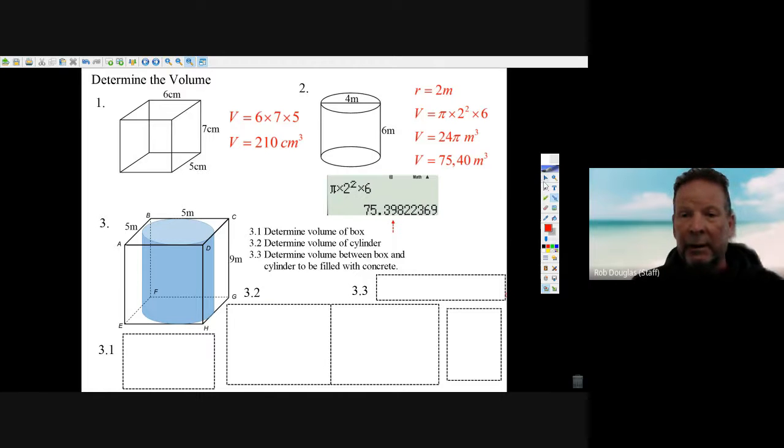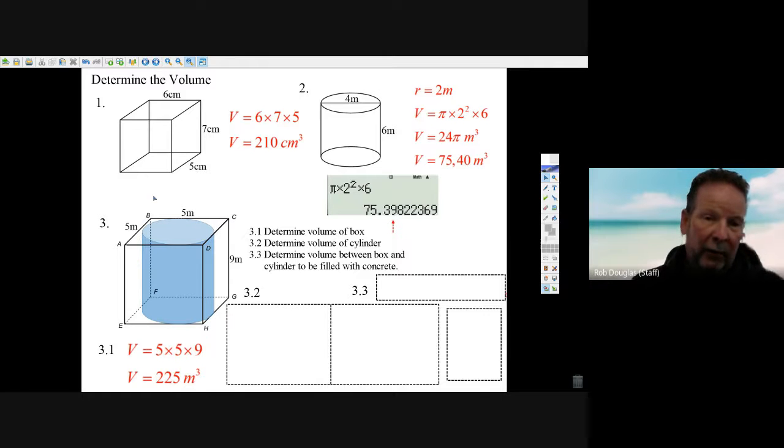Next question, pretty straightforward. Find the volume of the box. It's, again, 5 times 5 times 9. 25 times 9, 225 cubic meters for the volume of the rectangular prism. I said box because I didn't have to type so much out there.